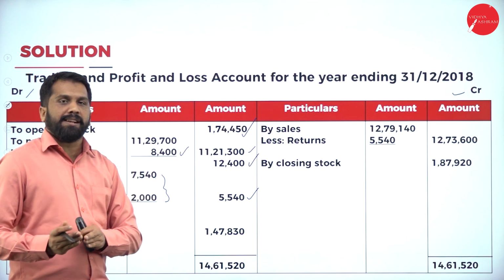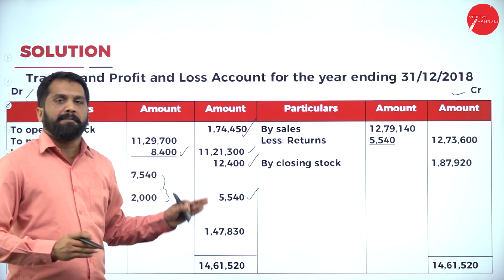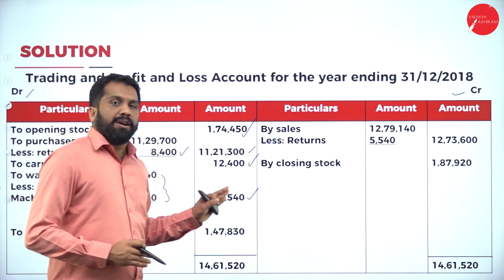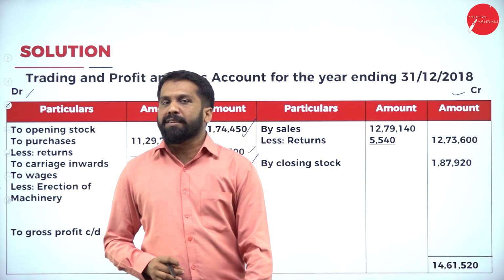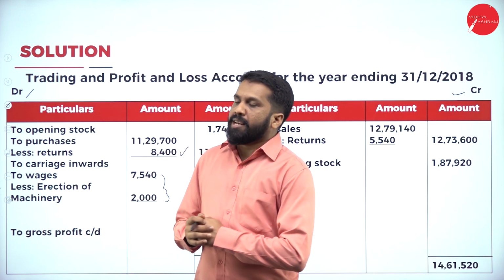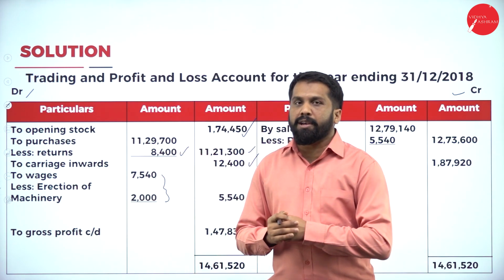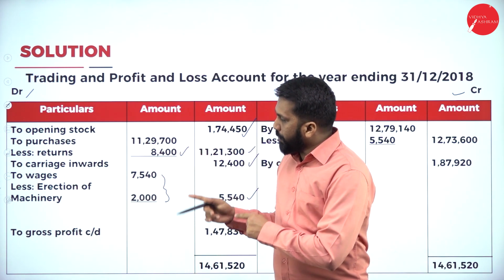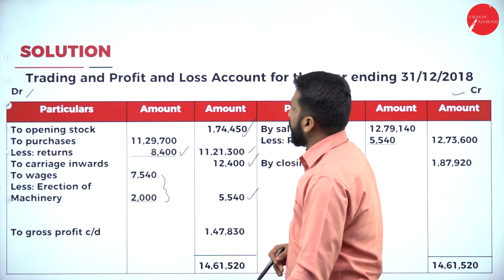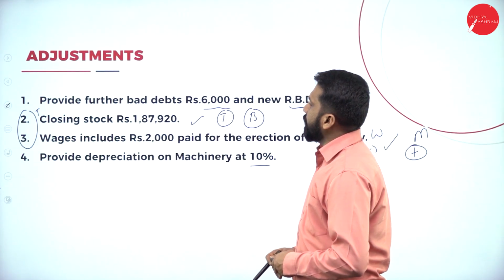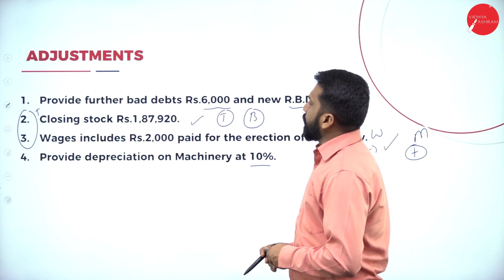If you do 2 or 3 problems, you will be familiar with these words, like where wages come, where purchases come. And one more advantage of this topic is that even though your final answer is wrong, whatever you have filled in, you will get marks for that. Now, those things are over.